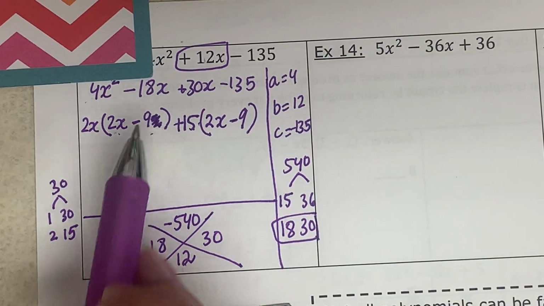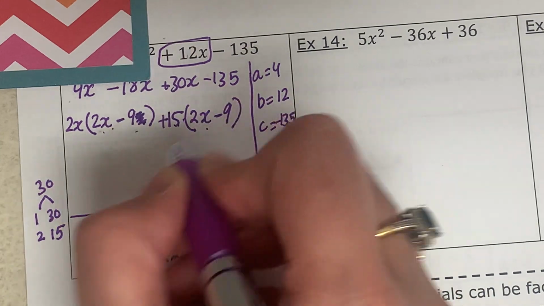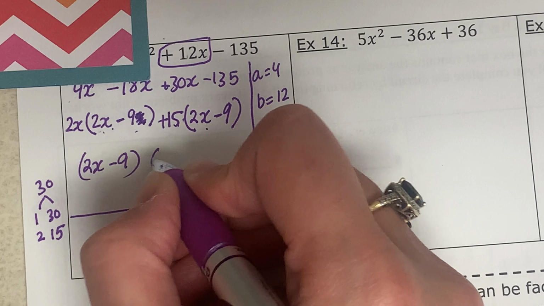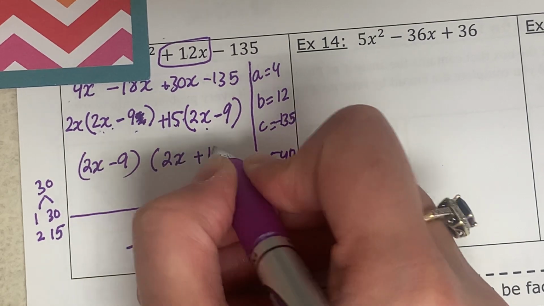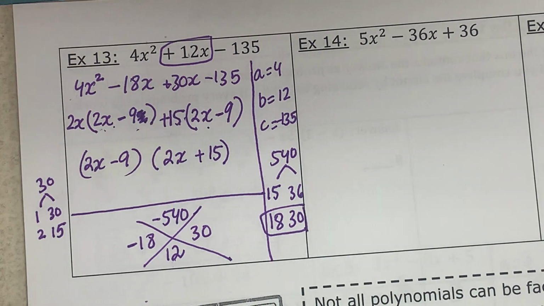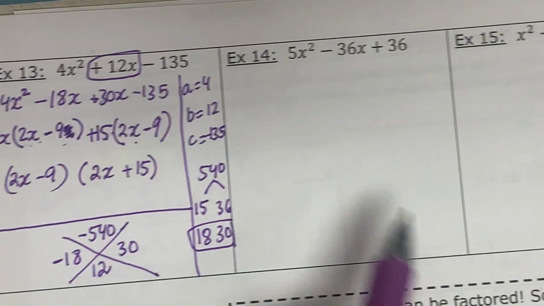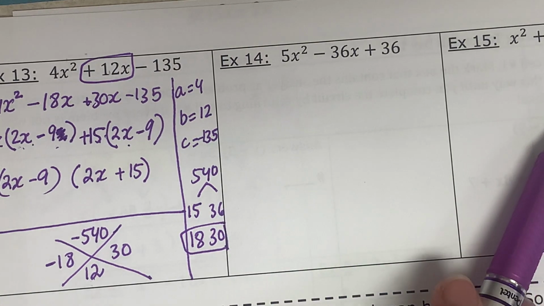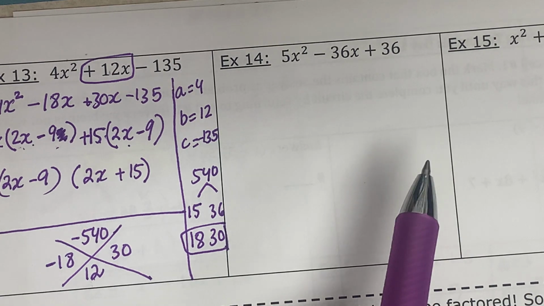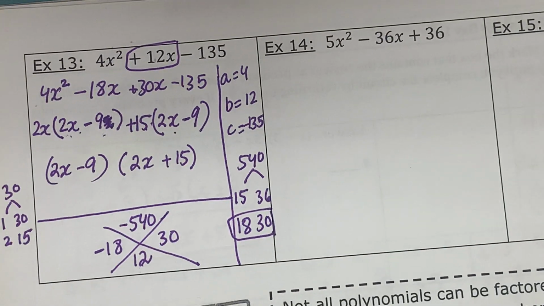That x was extra. Now I have two of the groups that are the same, which is 2x minus 9. And then 2x plus 15. And that should be my answer. Sorry about the bell. Number 14, 15, you should be able to do it by yourself. Go ahead, finish it. If you're stuck and you don't have the numbers, I can help you with that.